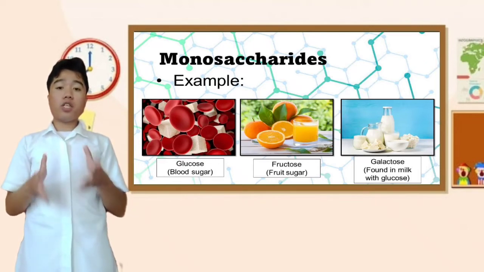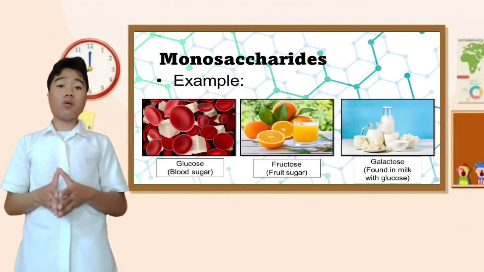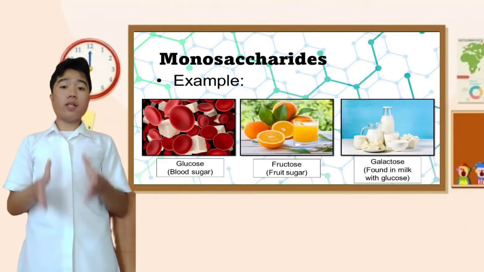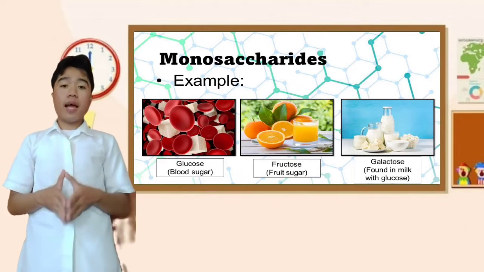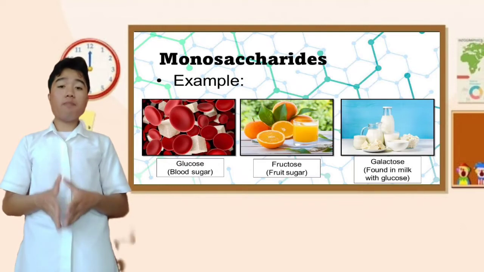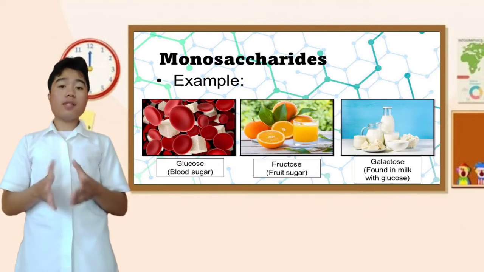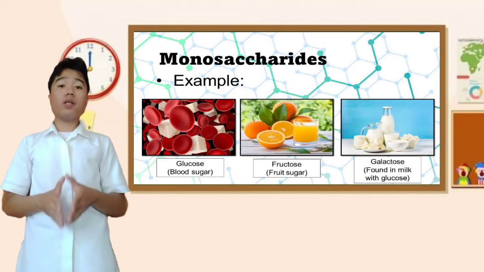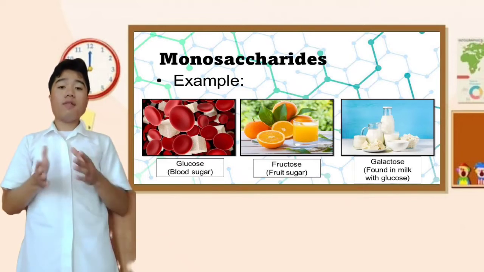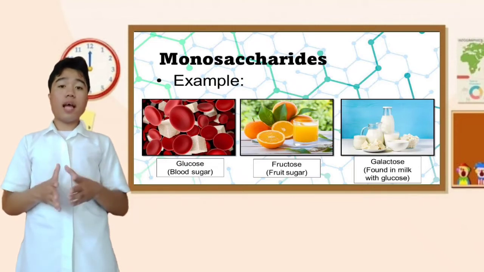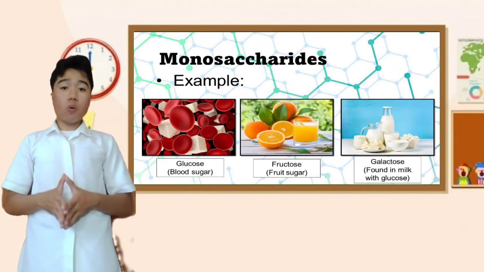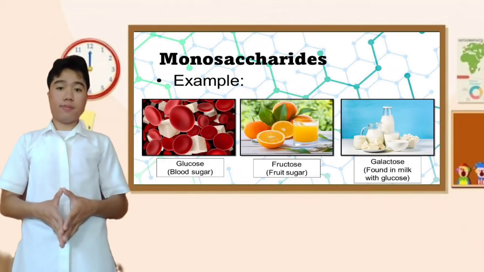For example, a patient in a hospital who cannot eat, the doctor or the nurse inserts dextrose to sustain the body processes. So it is similar to dextrose. Next, we have fructose, or the fruit sugar. And the last example here is galactose, which can be found in milk together with glucose. Again, the monosaccharides have three examples: glucose, fructose, and galactose.